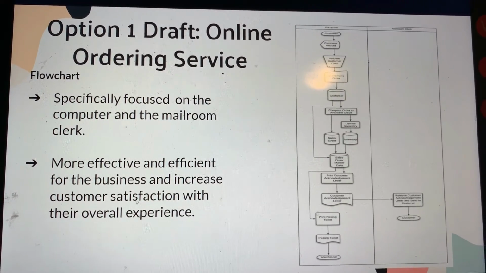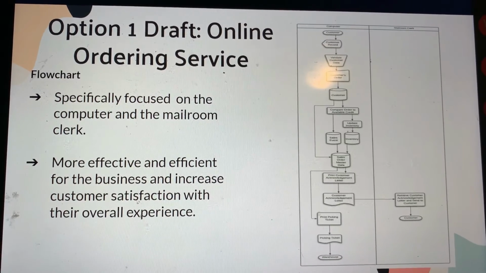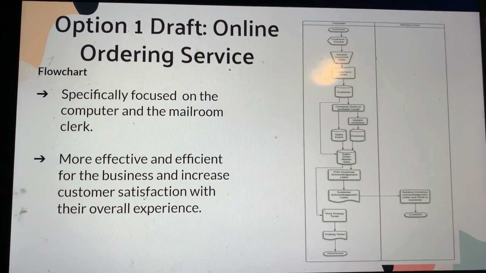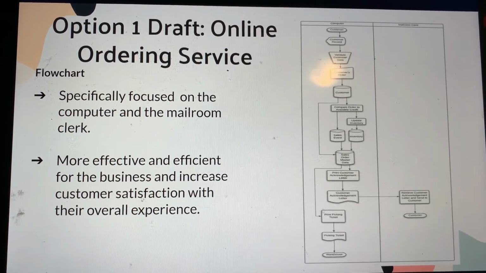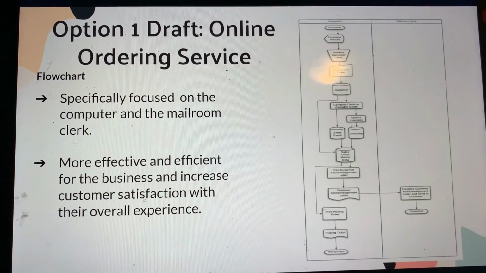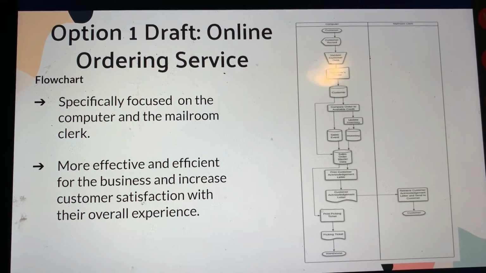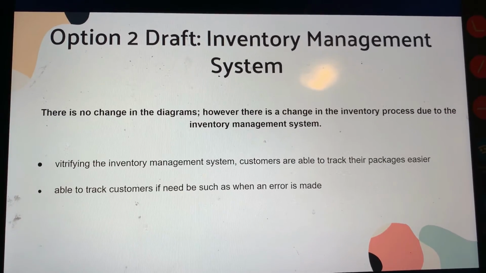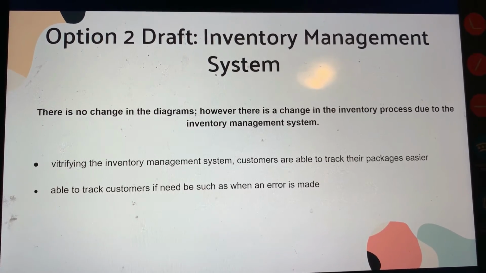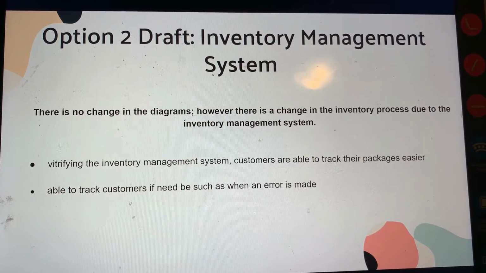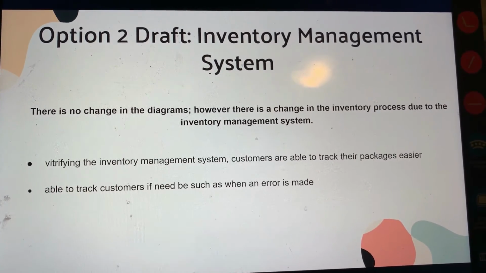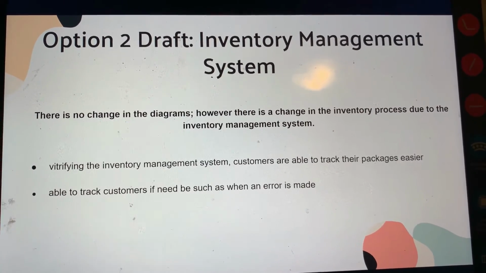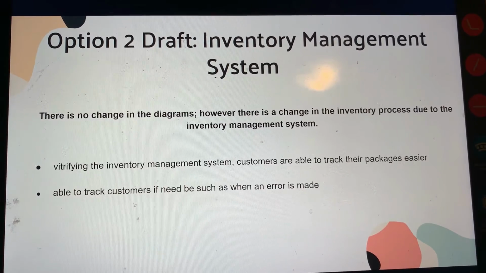For the flow chart, the main difference is that we're now only focused on the computer and the mailroom clerk, and this is extremely effective because it increases customer satisfaction with the overall experience while we're using the new technology. There is no change in diagrams because there is not a change in process, but just a change in inventory. By revamping this process, we will allow customers and the company to track the purchases, which will make it easier for them to catch any errors and for the customer to be satisfied.